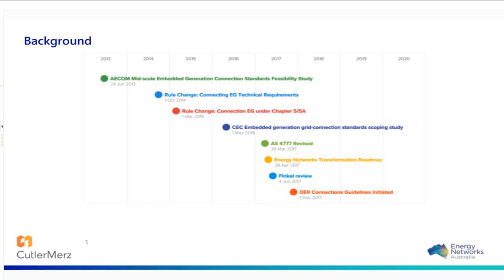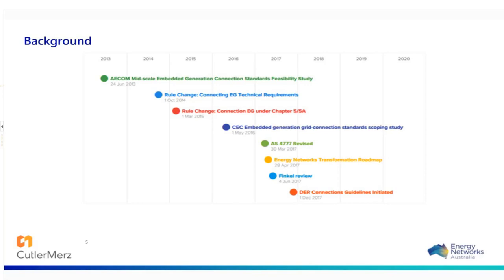The rule change didn't go so far as setting the technical requirements, but required NSPs at that stage to produce information packs to explain what the technical requirements were and how they came up with them. Then a series of other rule changes around embedded generation, including describing the different processes under Chapter 5 and Chapter 5A of the rules, for those of you that are familiar with them, in terms of how embedded generators connect. So it's really process focused rather than technical itself.